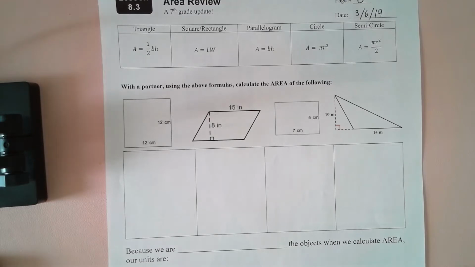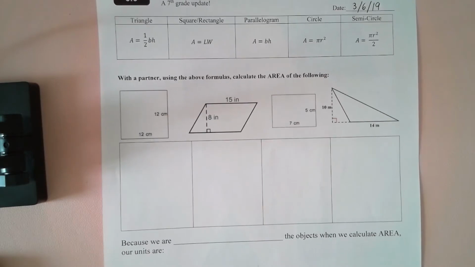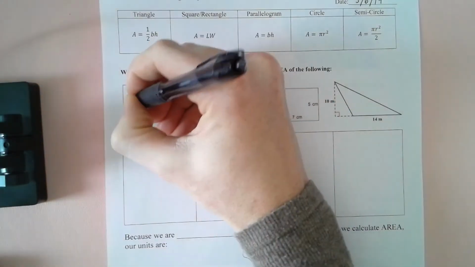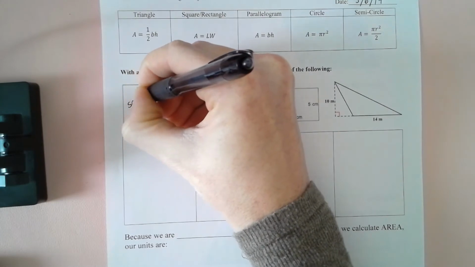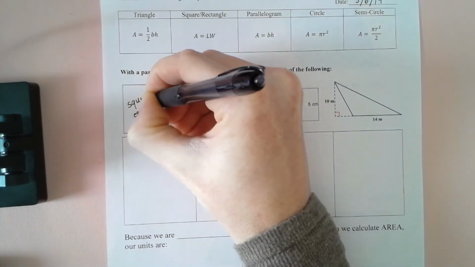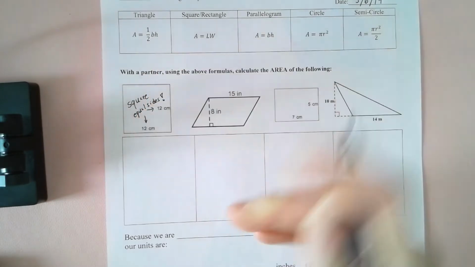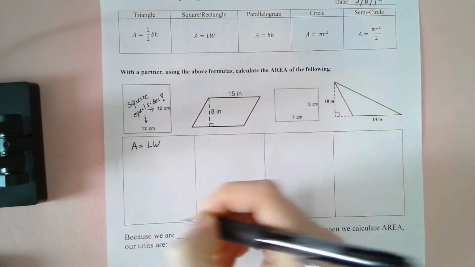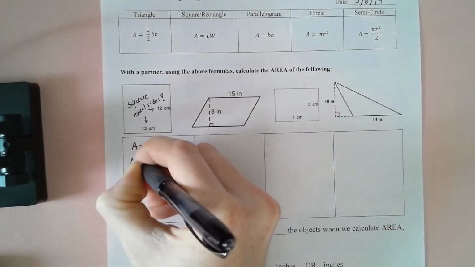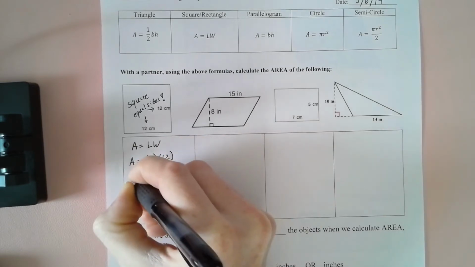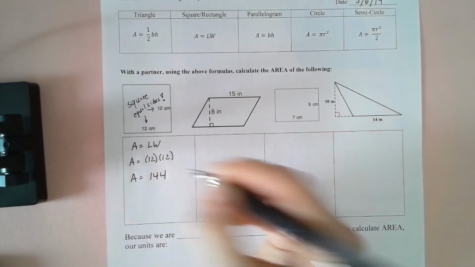Okay, so if you're back, that means you're ready to go over these. So this is a square. How do I know it's a square? Because it has equal sides. That's how I knew. So I'm going to use the square or rectangle formula, length times width. The length is 12, the width is 12, and when I plug that into my calculator, 144.